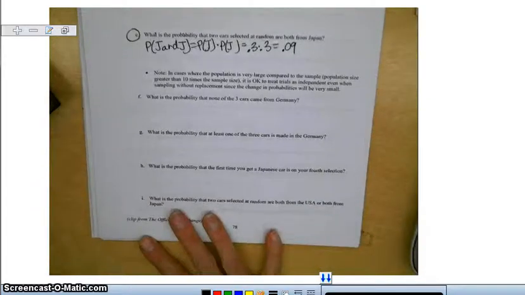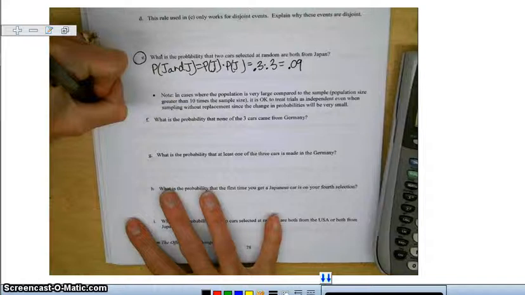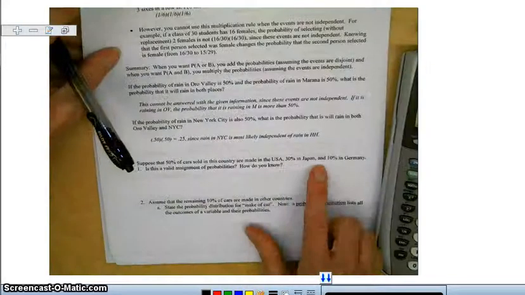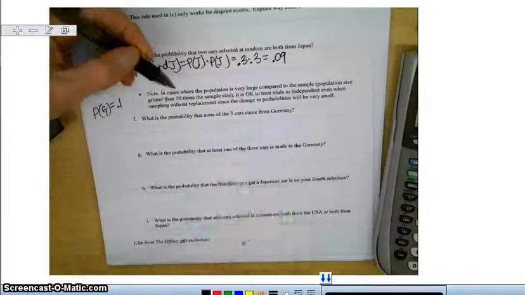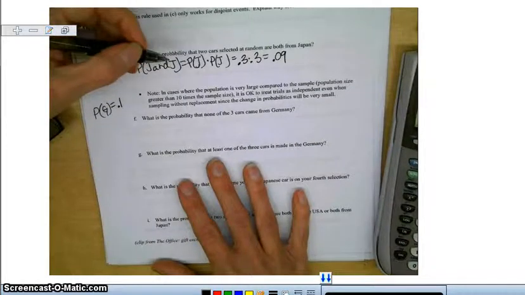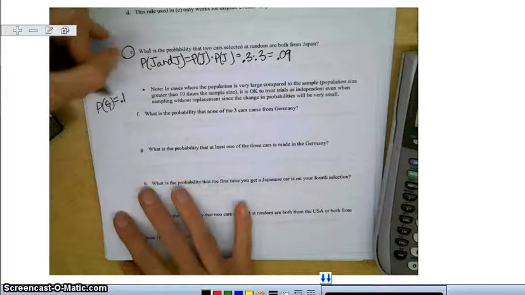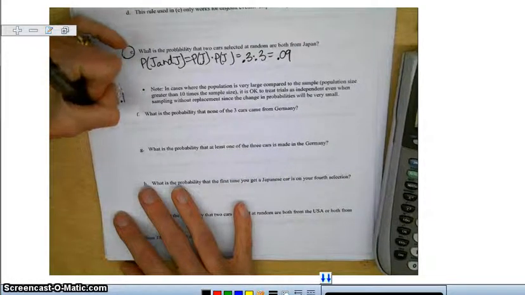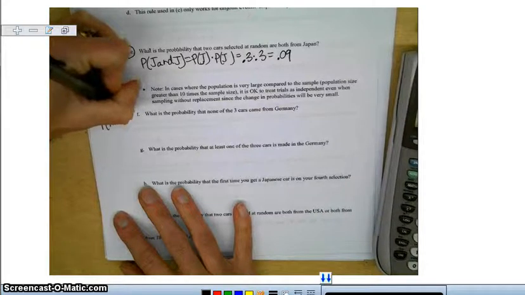All right, so now what is the probability that none of the three cars came from Germany? The probability of one car coming from Germany, if we recall on the other side of the paper, was 10%. So the probability of one car coming from Germany is 0.1. So I'm going to actually select three cars. What's the probability that none of them are from Germany? I can think of this problem a couple different ways. If the probability of being from Germany is 0.1, what's the probability that it's not from Germany? Well, that would be 0.9.